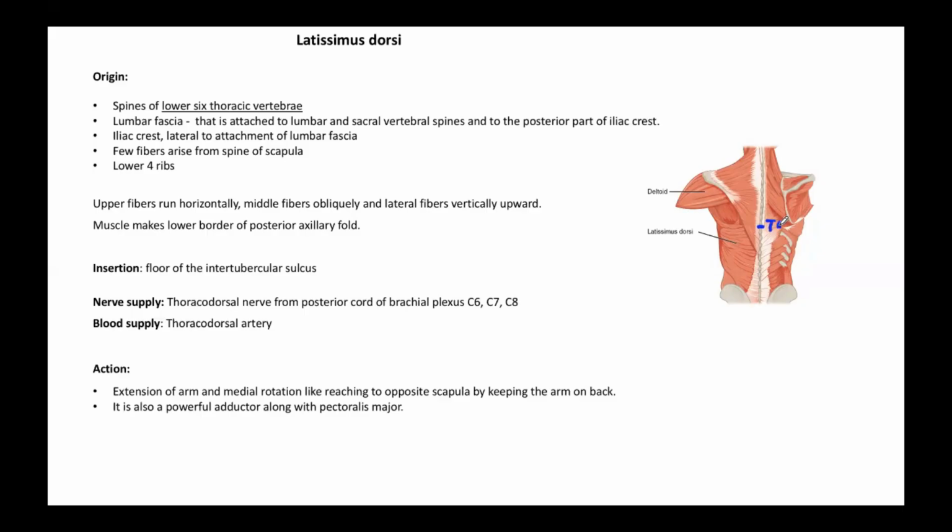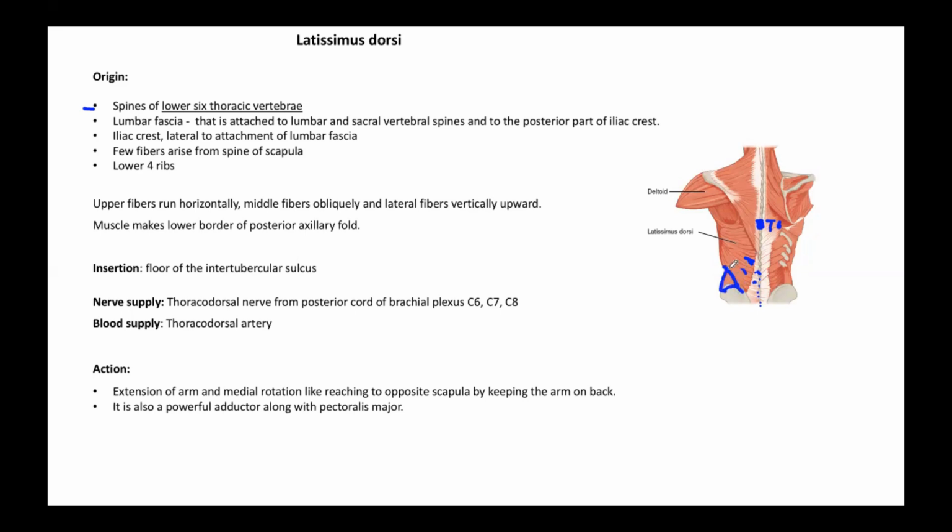So lower six thoracic vertebrae, from T6 to T12, the spines of the lower six thoracic vertebrae, and then lumbar fascia. This white structure is lumbar fascia. We can see lumbar fascia is attached to spines of lumbar vertebrae as well as sacral vertebrae. And this muscle arises from lumbar fascia and also from the iliac crest. And then it passes here. This is the free edge here, and then it contributes to formation of a triangle.